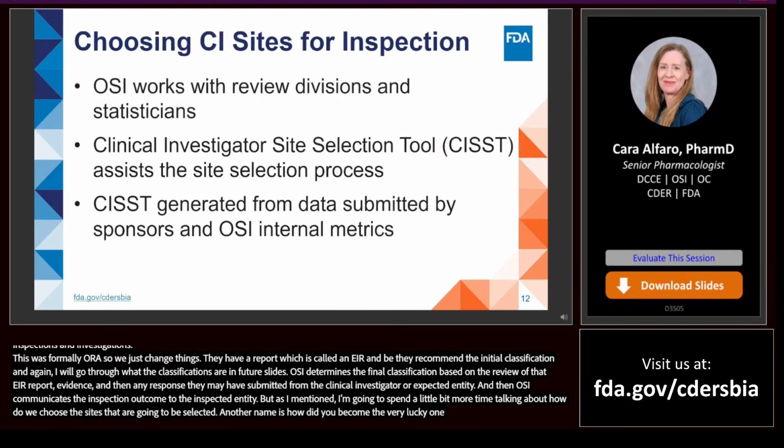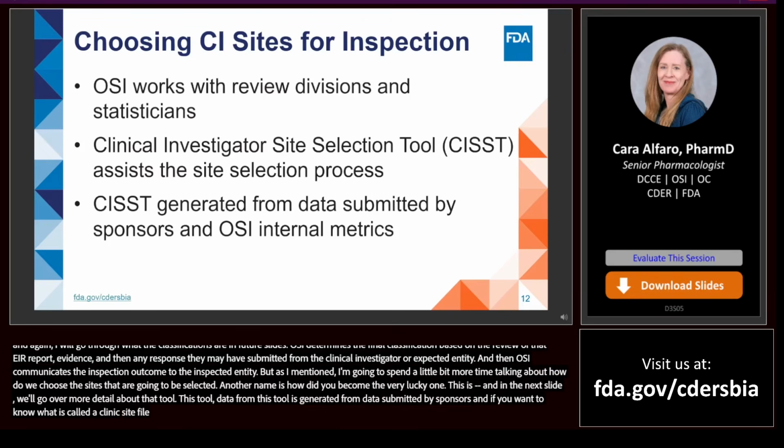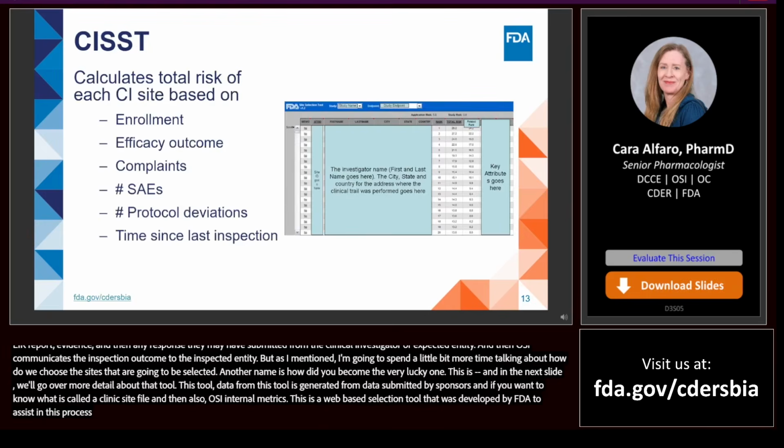So when we're looking at what potential sites may be inspected, we work very closely with the review division and statisticians. We use a clinical investigator site selection tool that assists us in the site selection process. The next slide will go over more details about that tool. The data from this tool is generated from data submitted by sponsors, and if you want to know, it's called a clinsite.xpt file, and also OSI internal metrics. This is a web-based site selection tool that was developed by FDA to assist in this process.